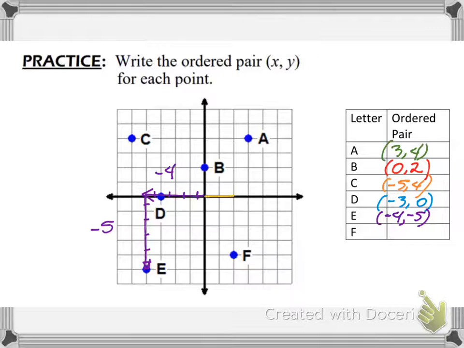So F, we need to go to the right 2 units and then down 1, 2, 3, 4. So the ordered pair associated with F is +2, -4.